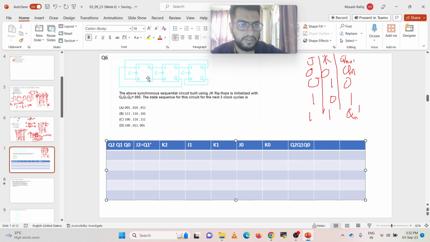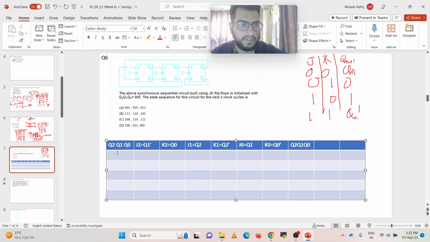Now this K2 is connected to Q0. Then J1 is simply connected to Q2. Then K1 is connected to Q2 bar. Then J0 is connected to Q1 and K0 is connected to Q0 bar, right? You can take a look at this again. If there are some mistakes, do correct me.